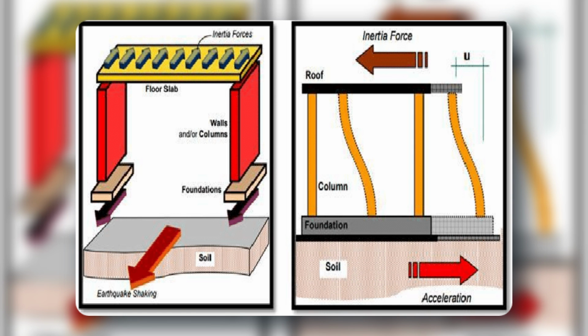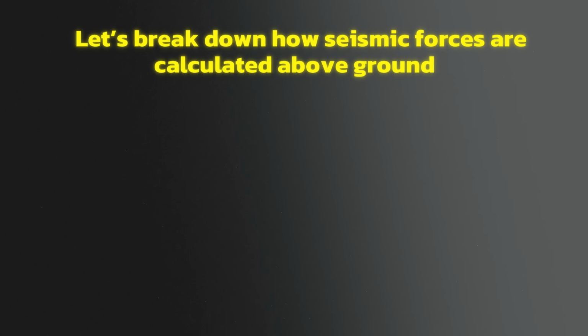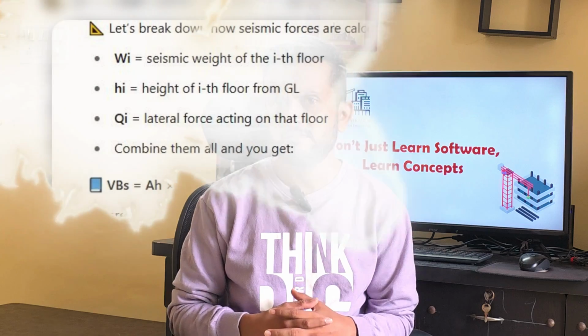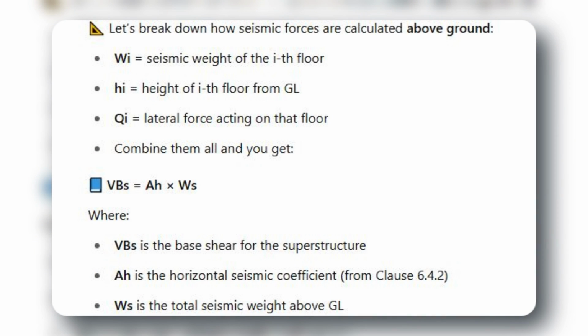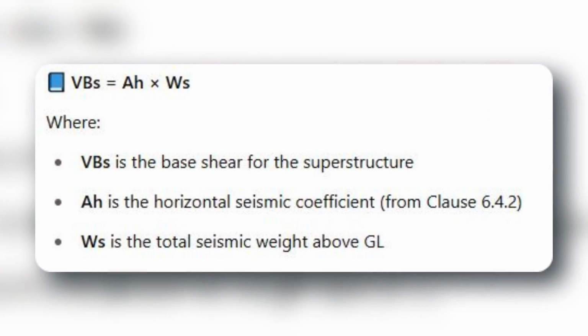So let's understand forces above ground level. Let's break down how seismic forces are calculated above ground. You can check out this particular equation which I have specified here from the code itself. And from this, when you combine them all, you will get VBS equals AH into WS, where you already know all these parameters. VBS is the base shear for the superstructure, AH is the horizontal seismic coefficient based on clause 6.4.2, and WS is the total seismic weight above ground level.